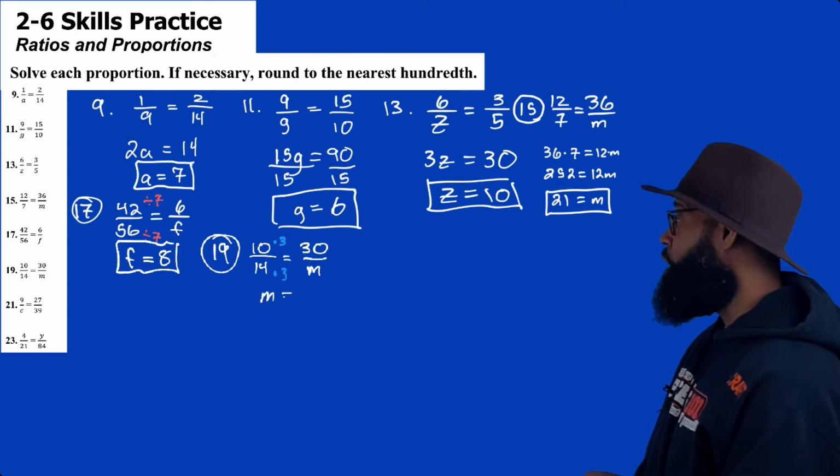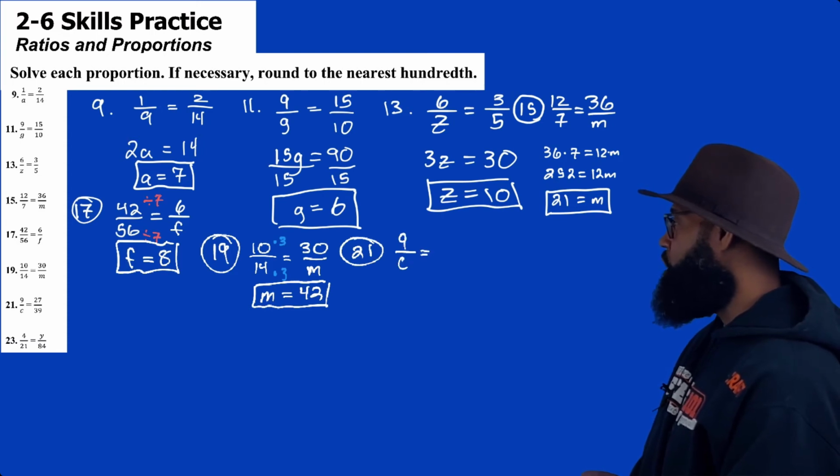So here again, 10 times 3, I know that. So what's 14 times 3? I can figure that out, and I'm done. 42. So again, guys, I'm getting to 21 here. Let's see if we can see it.